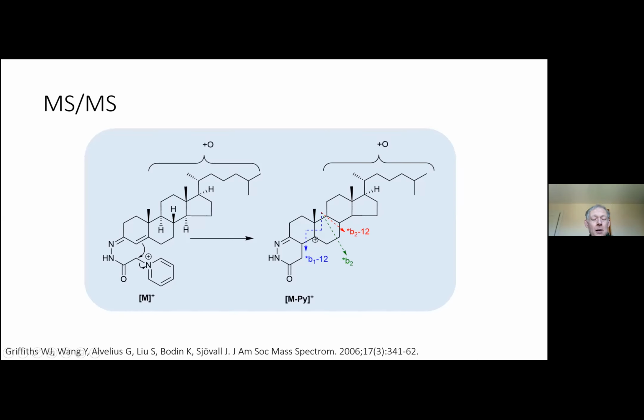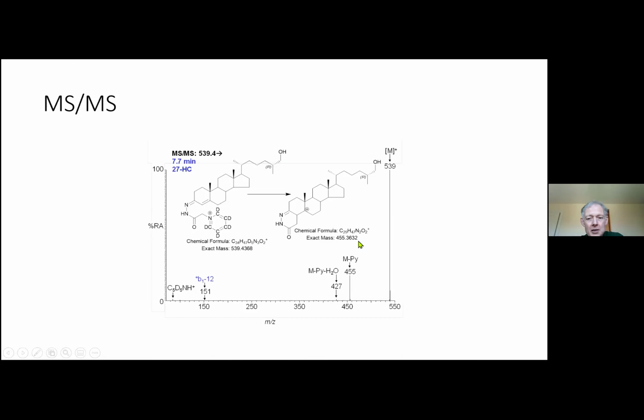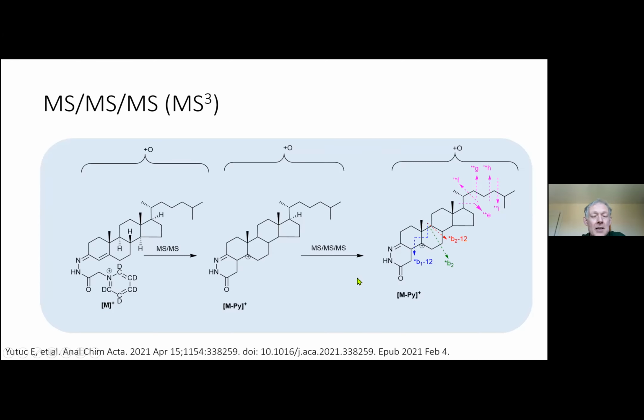Another nice thing is when we add the Girard reagent, we tend to get useful fragmentation. So if you just do a simple MS/MS, then the major fragment ion is due to the loss of the pyridine group. So you see M minus PY, and you see a little bit of ring fragment ions as well. Here's our parent ion, and the major fragment ion is due to the loss of the pyridine. So this can be useful if you want to do MRMs. But actually, we like to do MS3. So we like ion traps.